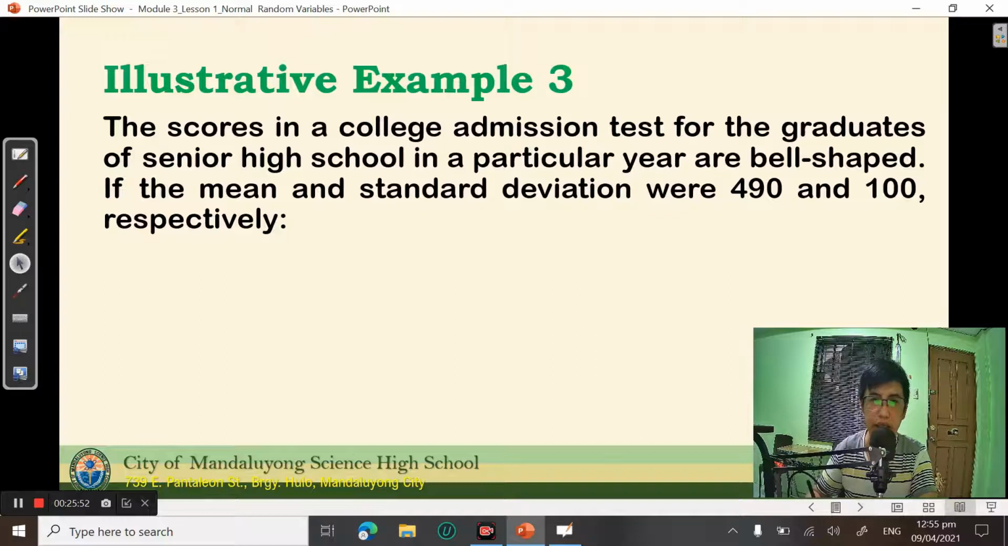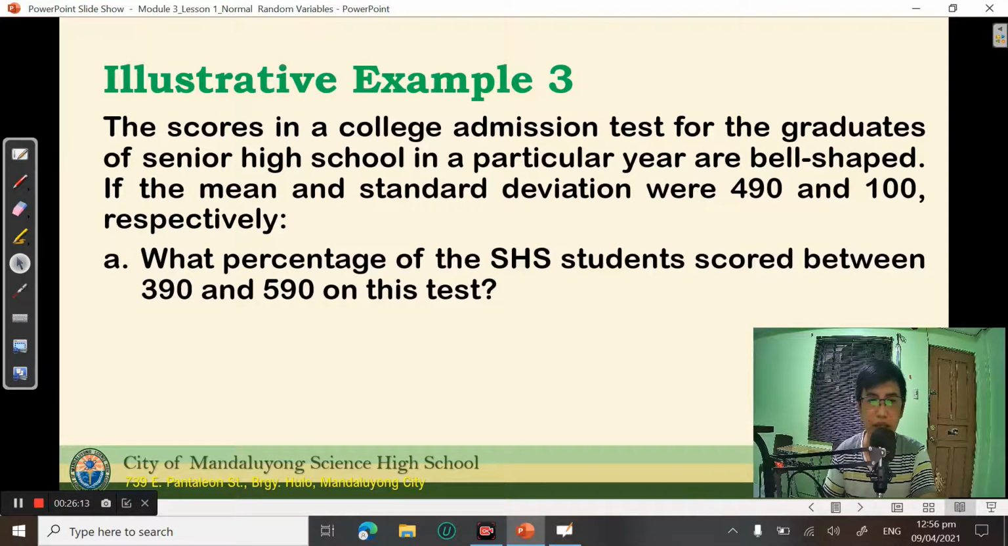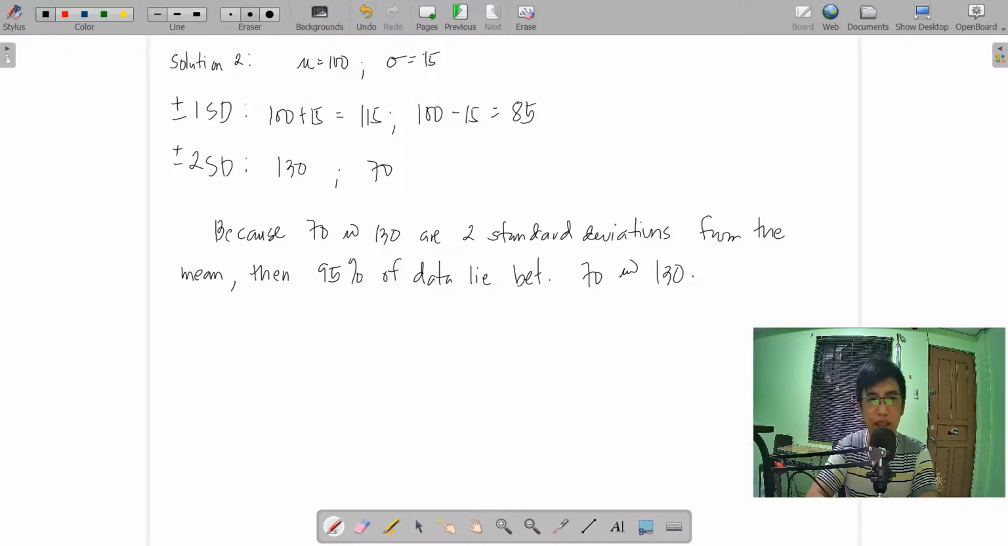Next, the scores in a college admission test for the graduates of senior high school in a particular year are bell-shaped, meaning they are normally distributed. If the mean and standard deviation were 490 and 100 respectively, what percentage of the senior high school students scored between 390 and 590 on these tests? Okay, so it's like that. Let's have the solution.